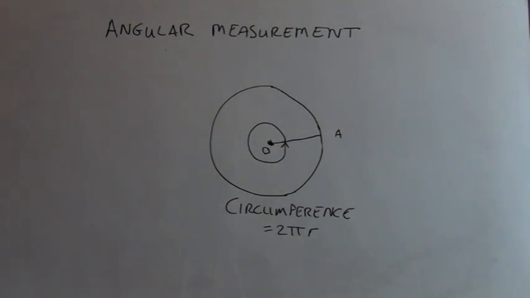In a complete revolution, A moves anticlockwise around the circumference back to its original position, moving a distance of 2 pi r. Now every time A moves a distance r around the circumference, it rotates through an angle of 1 radian. So in a complete revolution, A moves 2 pi r around the circumference, rotating through 2 pi radians. So a complete revolution corresponds to an angle of 2 pi radians. And fractions of a revolution correspond to angles which are fractions of 2 pi.